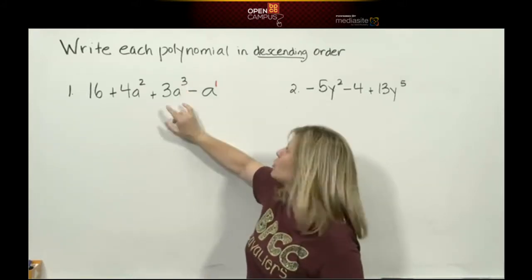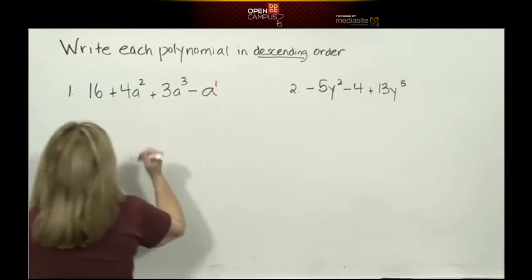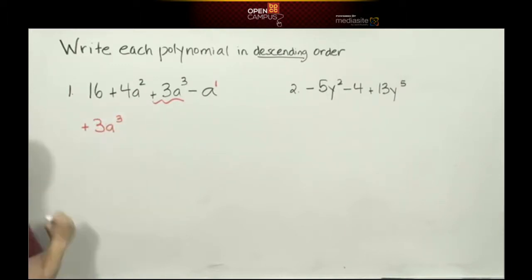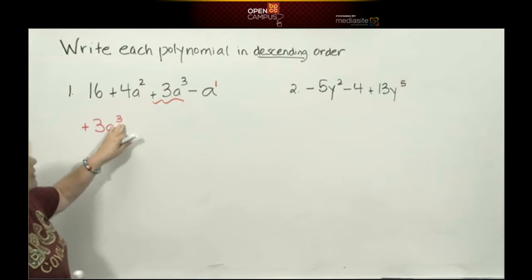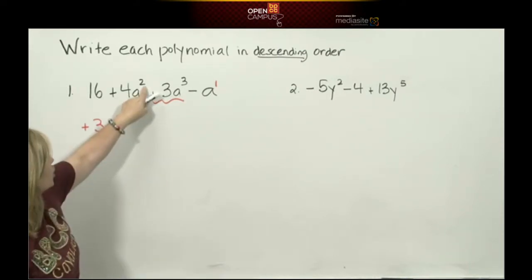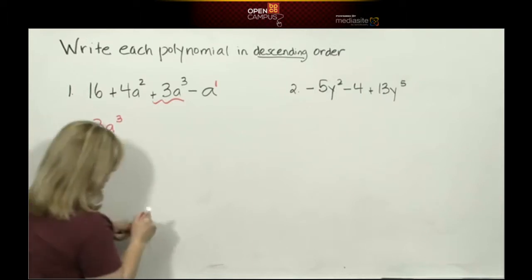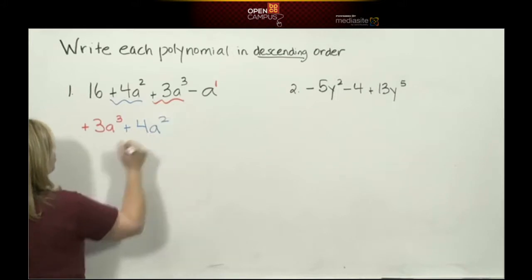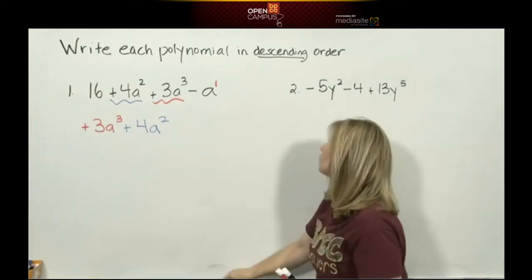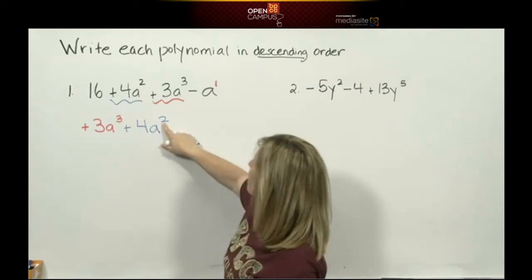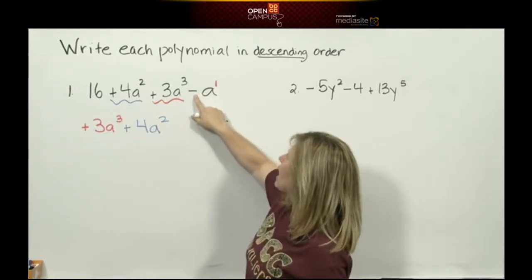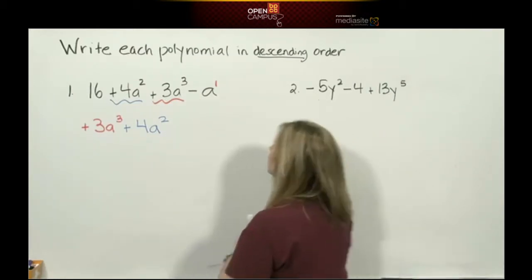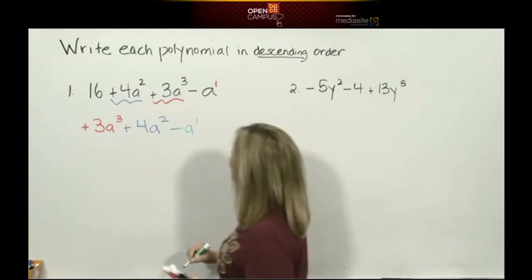Well, it's the 3. So this term has to go first. So this term is a positive 3a cubed. The next term after 3, the exponent going down in descending order, would be the 2. So we look in front, and it is positive 4a squared. Okay, the next term, if we go 3, 2, then we go 1. This would be a to the first, and there's a negative sign in front of it, so we'd write negative a to the first.